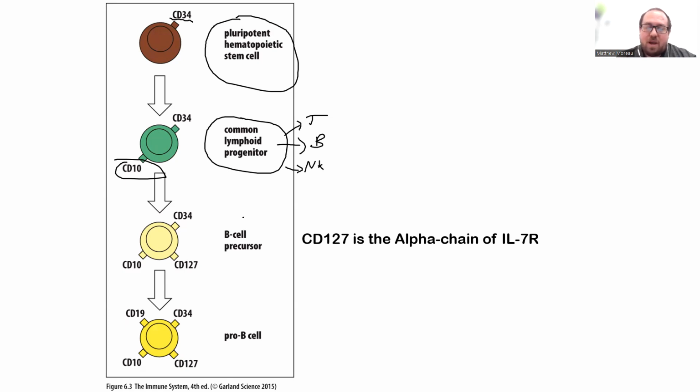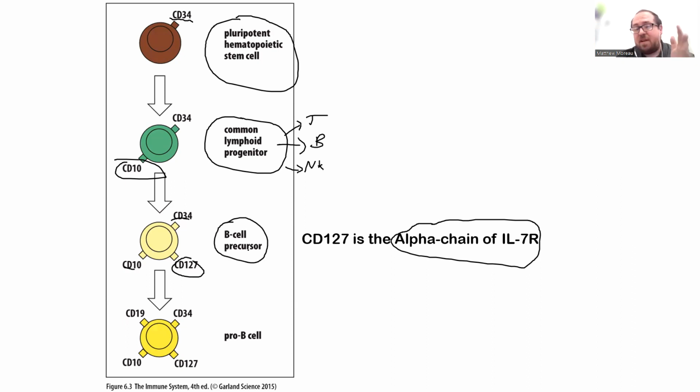And as they progress during development, they start to express CD127. CD127 is a really important B cell specific biomarker, which is the alpha chain of the IL-7 receptor. IL-7, as we'll find out later, is going to be a really important cytokine for B cell development, B cell activation and function. And it's at this point, when we're expressing CD34, CD10, and CD127, that we are producing a B cell precursor. This cell is now fated to become a B cell.